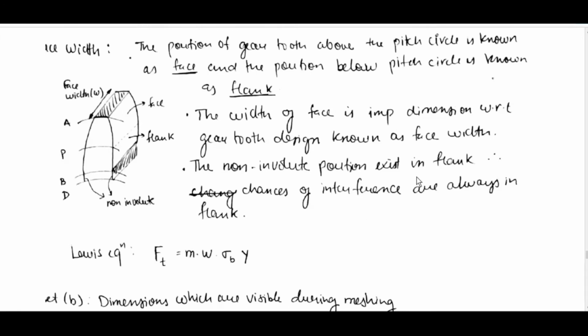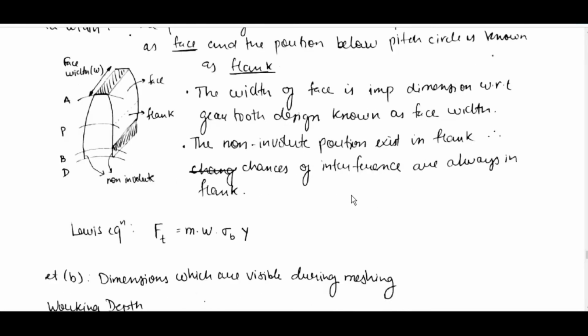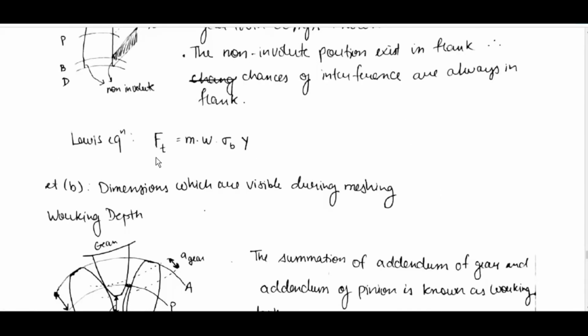The involute portion exists in face here. And the non-involute portion exists in flank here. Non-involute portion is this. Chances of interference are always in flank, meaning this down portion. Lewis equation: Ft is equal to m w sigma by. We can also remember it as SWMY, Swami.